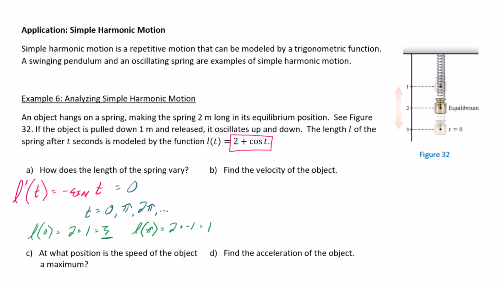So really, how does the length of the spring vary? It has an amplitude technically from its midline of 1 up and 1 down, but it keeps going back and forth between 1 and 3.